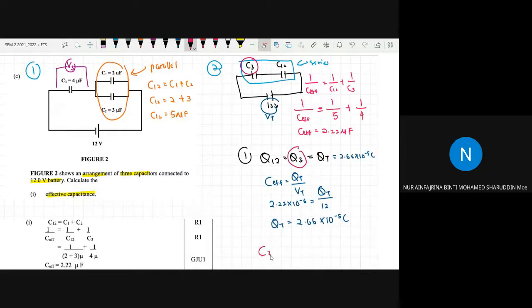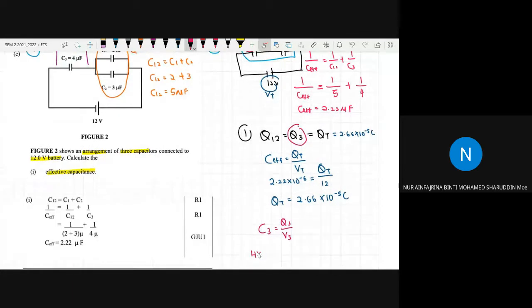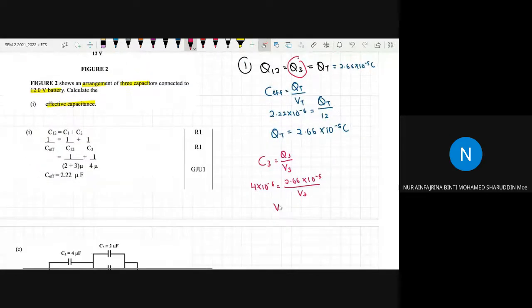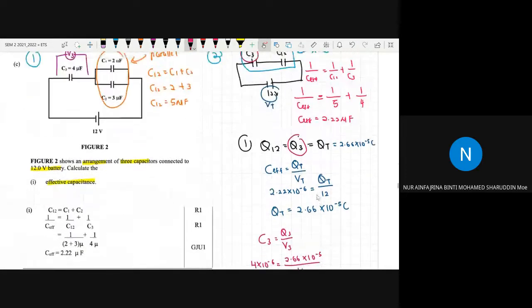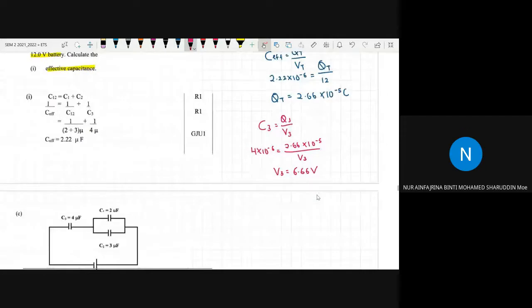Okay, so C3 equals to Q3 over V3. So C3 kita berapa? 4 microfarad, 4 times 10 to power of negative 6. Q3 kita adalah 2.66 times 10 to power of negative 5 dan V3. So our V3 will be, 6.66 volt. Am I right? Okay, dapat ke? Yes. Okay, Alhamdulillah. Okay, boleh Miss proceed?